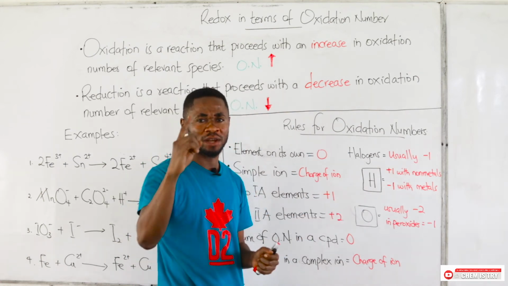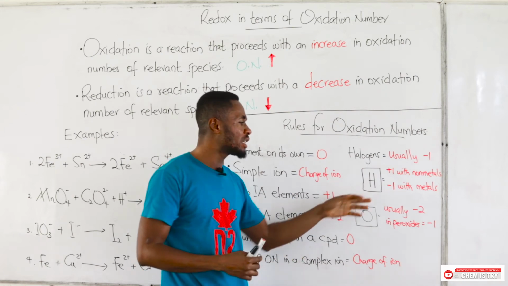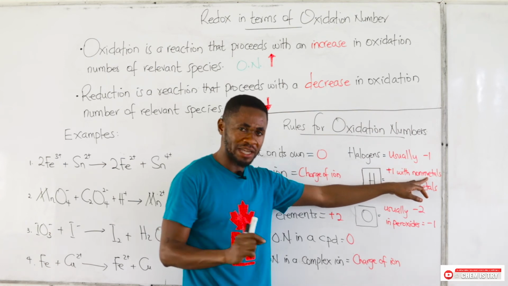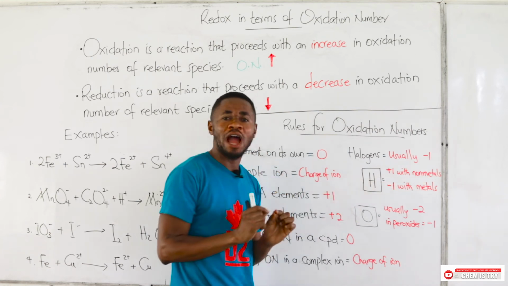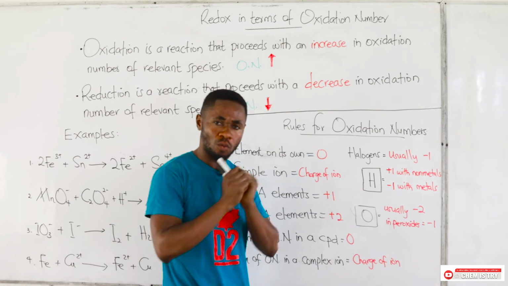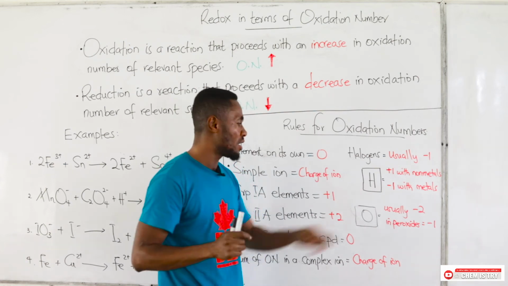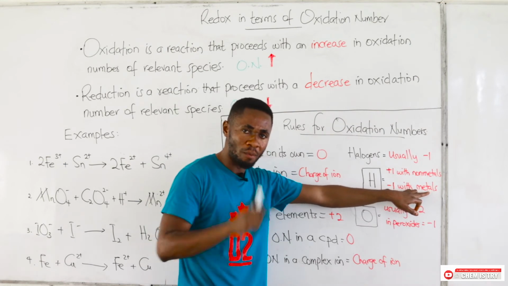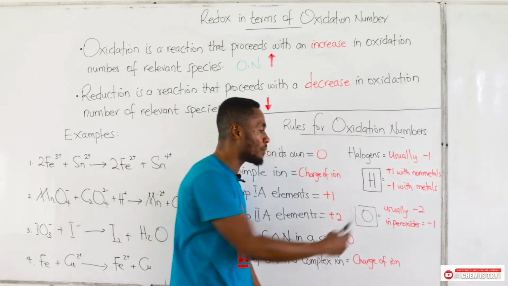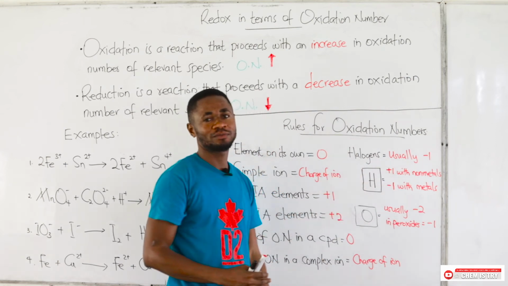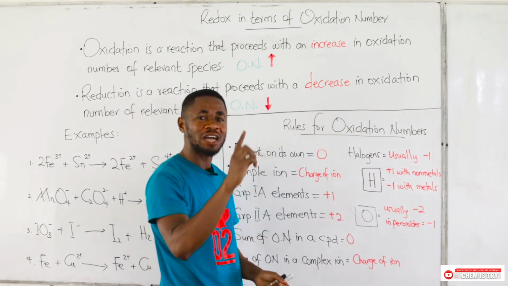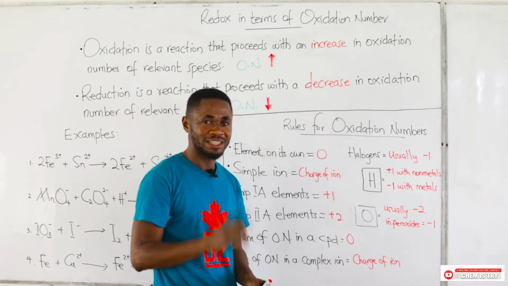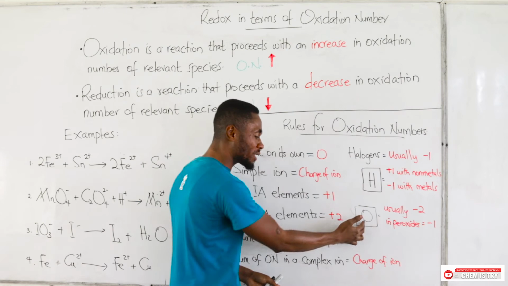Hydrogen, element number 1. When you see hydrogen combining with non-metals, hydrogen will have oxidation number of +1. However, if hydrogen is combined with metals, its oxidation number will be -1. So hydrogen with non-metals +1, with metals -1. Let's keep that one in mind.